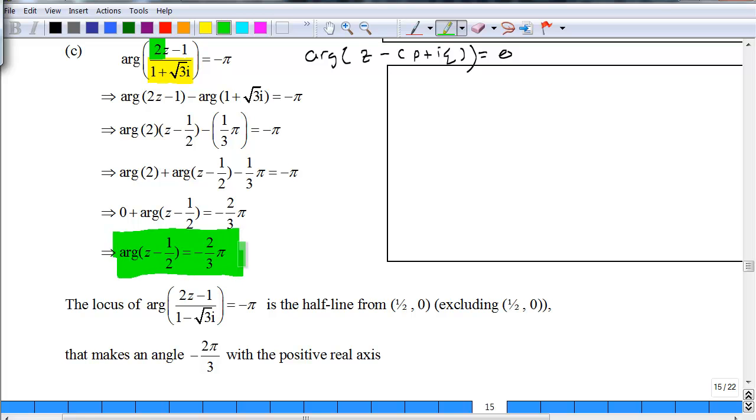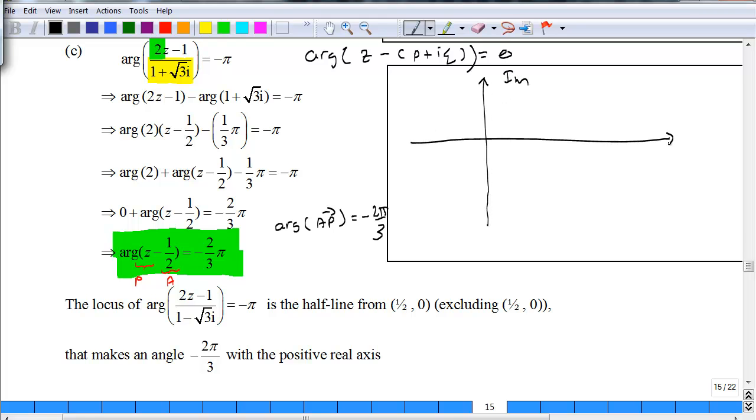And again, therefore, we are looking at the argument of z, represented by the point P, minus half, represented by the point A. So it's as if we are looking at what angle the vector AP makes with the positive horizontal, and in this case it's actually negative 2 pi over 3. Alright, so as usual, we go and mark the point A first. The point A is half, so let's say half is here, and that's point A.